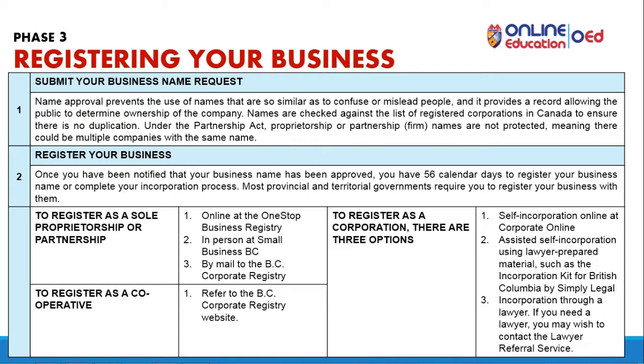If you are going to register as a corporation, you have to do three steps. First, self-incorporation online at Corporate Online. The second one, assisted self-incorporation using lawyer-prepared materials such as the Incorporation Kit for British Columbia by Simply Legal. And third, incorporation through a lawyer. If you need a lawyer, you may wish to contact the lawyer referral service.